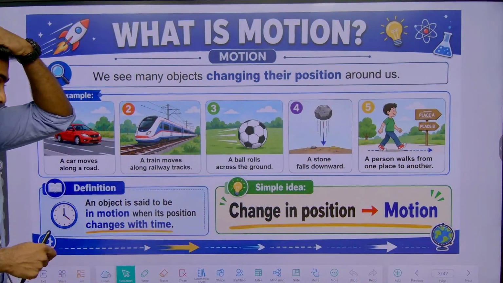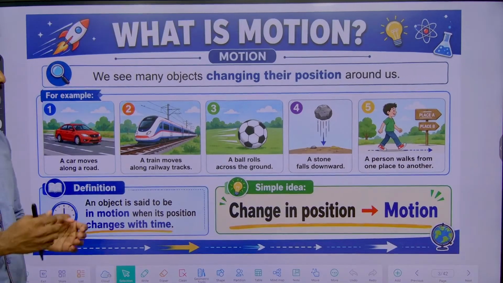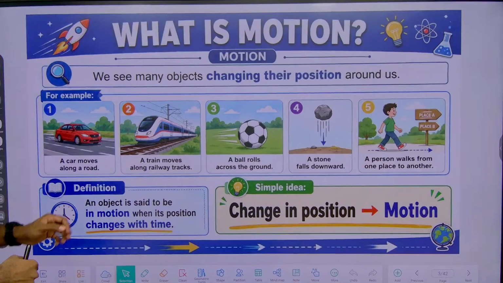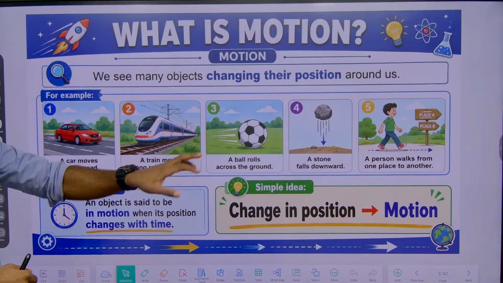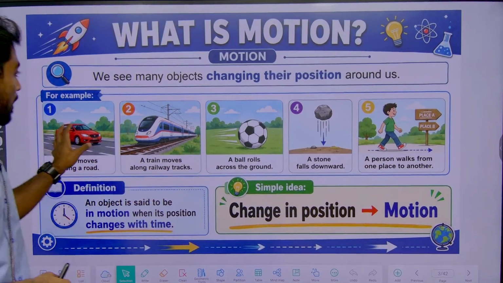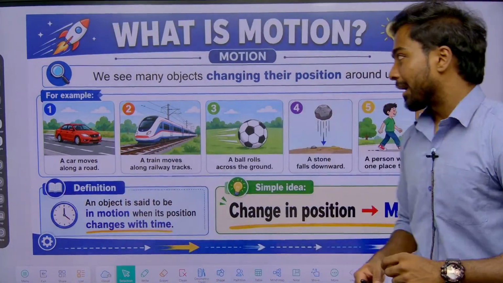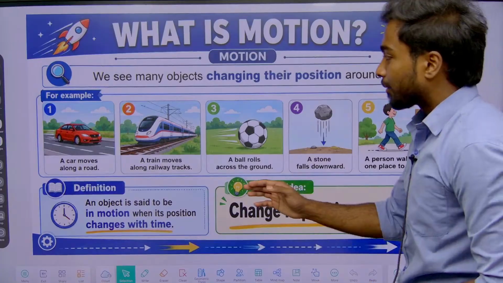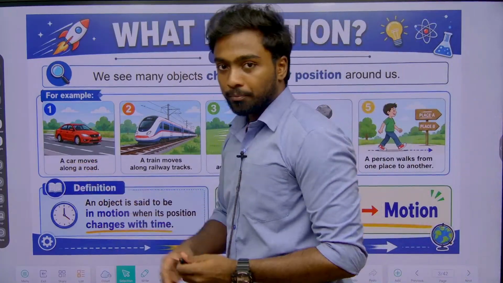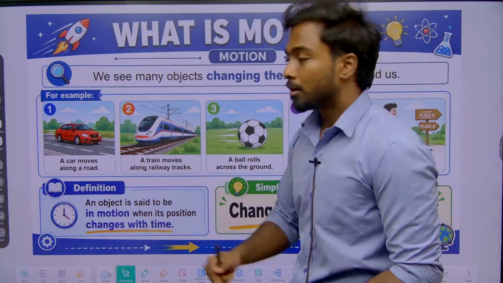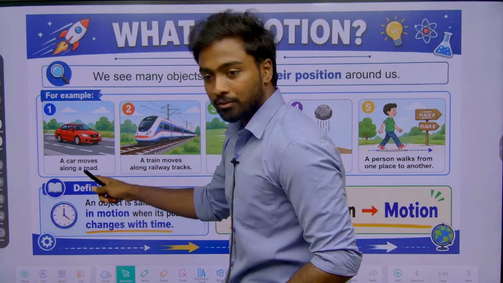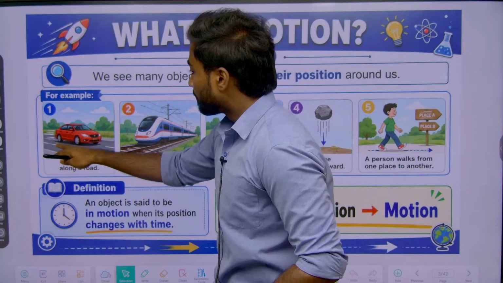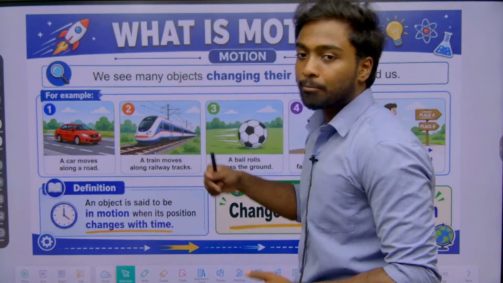Now we'll go a bit deeper with a basic example, and then go on to the next topic. We see many objects changing their position around us. The first example is a car that moves along a road. What are the two things we are comparing? One is the car and one is the road. The road is the reference point and it is at rest, and the car is in motion.